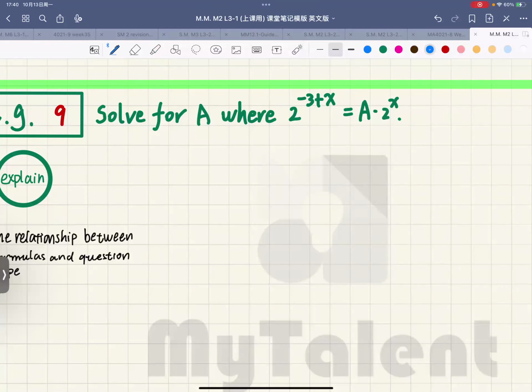Okay. Anyone remember index law? Index law. What can you remember? Index law. Anything? Okay. Basically for index laws, a to the power of m times a to the power of n is equal to, Noah, you know the formula? Good.